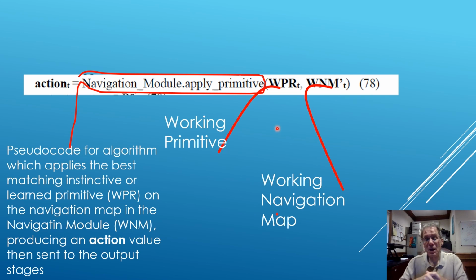And again, it's array operations on top of each other. This navigation module dot apply primitive is pseudocode for an algorithm which applies the working primitive map on the working navigation map, and it produces an action. What will happen, of course, depends on the contents of the working navigation map and the content of the working primitive.